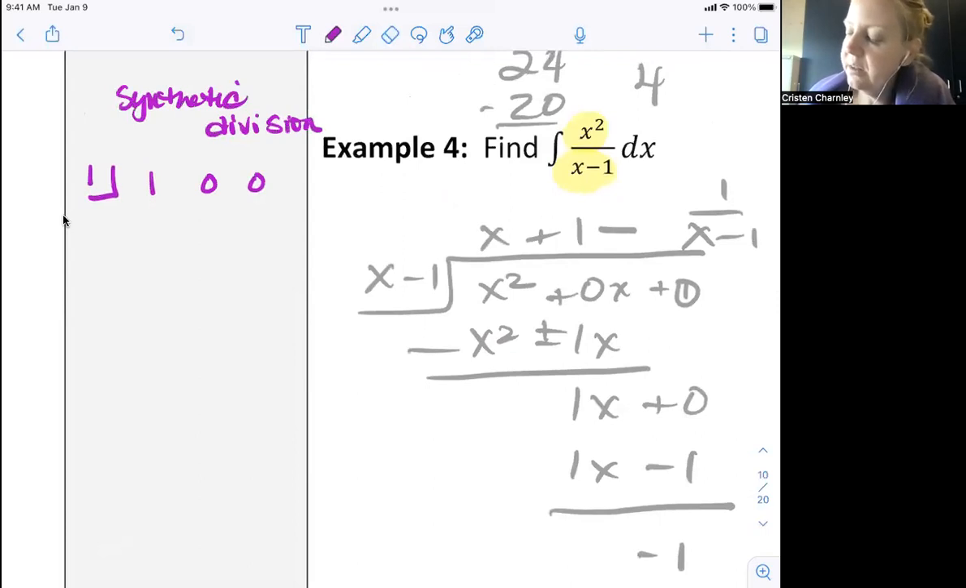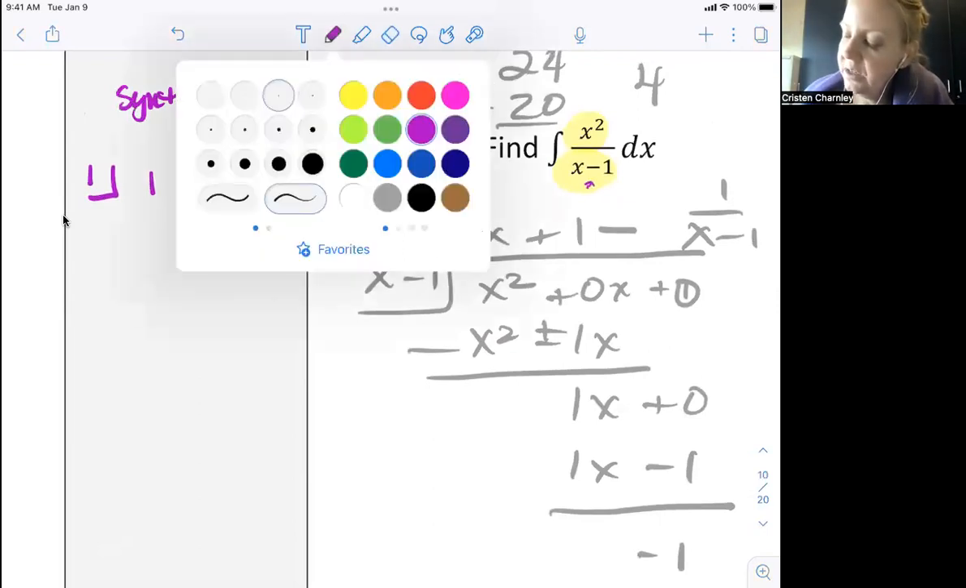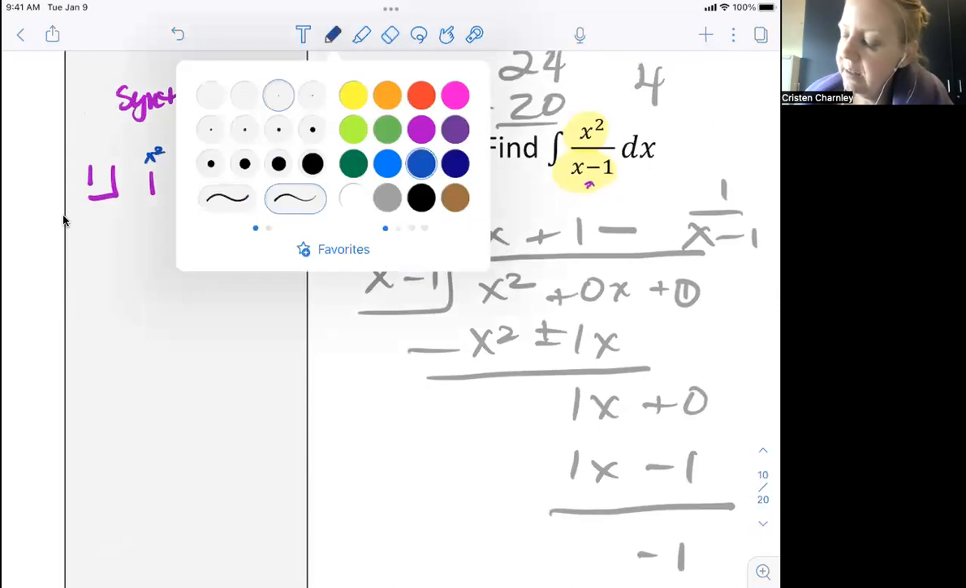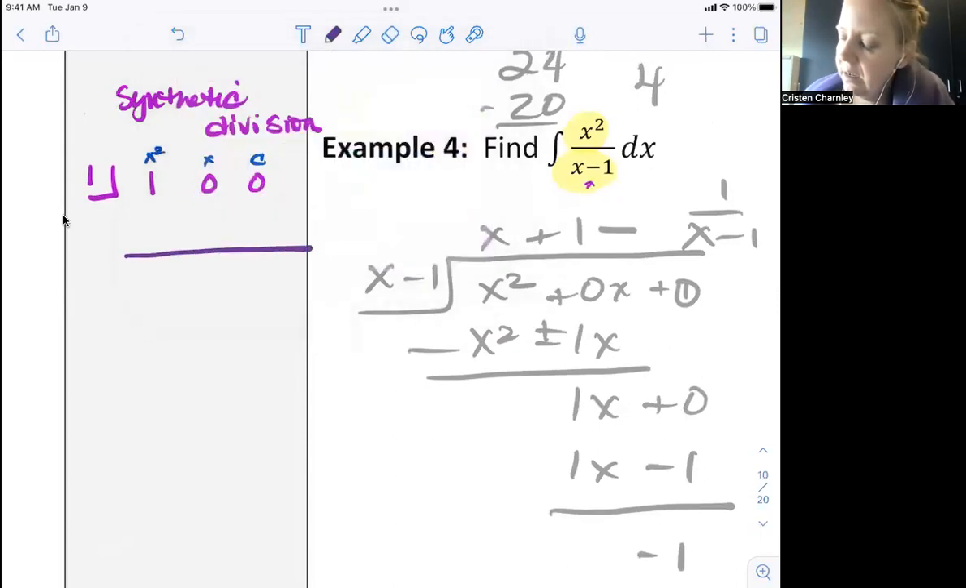Usually students are pretty good at this. So we take the opposite of this term down here, or this number. So instead of a -1, we're going to have a +1. The 1 in the front is your x squared term, and your x term, and then your constant. And if you go back to this, we bring down the 1. So 1 times 1 is 1. We add those together, we get a 1. And then 1 times 1 is 1.